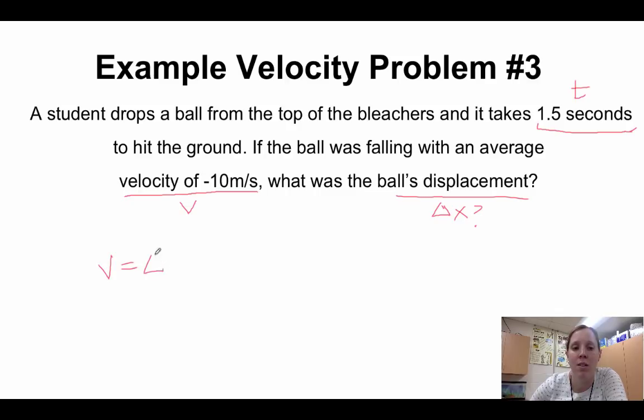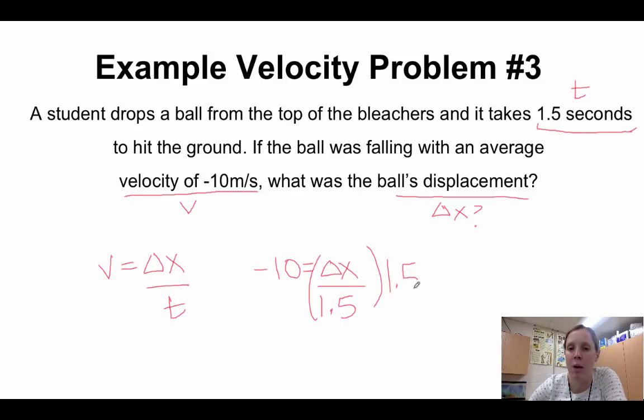So velocity equals delta x over t. So negative 10 equals delta x over 1.5. So in order to solve for delta x, I need to multiply both sides by 1.5. And I get, as my answer, delta x equals negative 15 meters. Now remember that displacement also involves direction. So this negative sign is telling me that the ball moved downward in its displacement. So that makes sense since we dropped the ball. So that would be my answer.